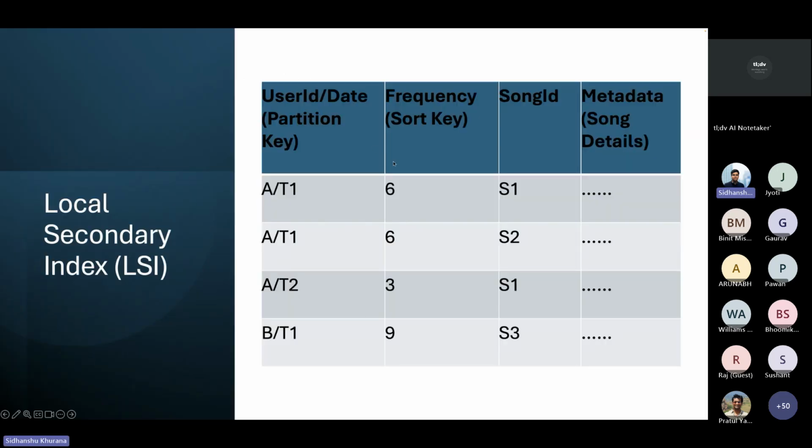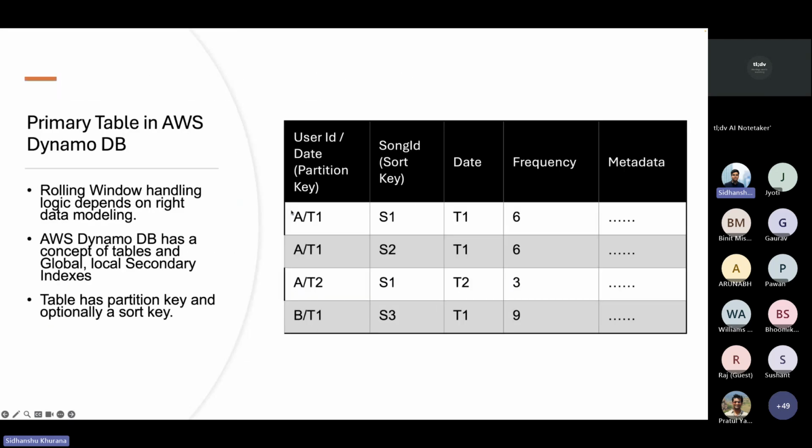So LSI will use the same partitioning key as the main table, but a different sort key, which is the frequency in this case. If I go two slides back, AT1 was listen to song S1. Like user A listened to song S1 on day T1 6 times. Similarly, user A listened to song S2 on day T1, same day, 6 times, right? Now, you see the records are unique, because AT1 plus S1, AT1 plus S2.